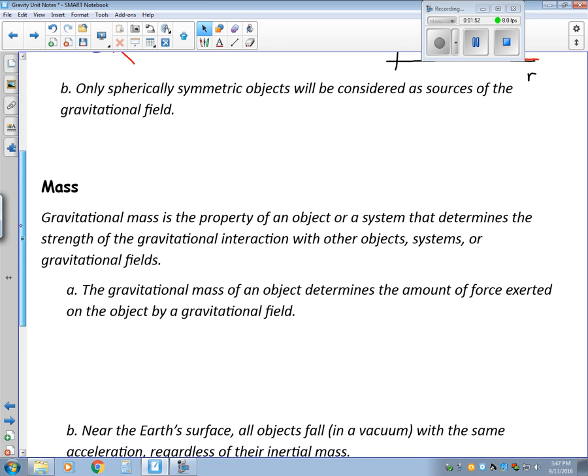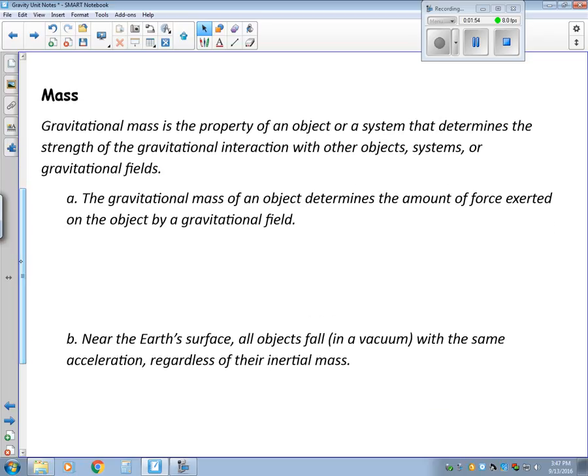All right, mass. Again, we have two types of mass. In a previous unit, we talked about inertial mass, where inertial mass is some sort of property of the object that affects its acceleration. Gravitational mass is a property of the object, or property of a system, that determines the strength of a gravitational interaction.